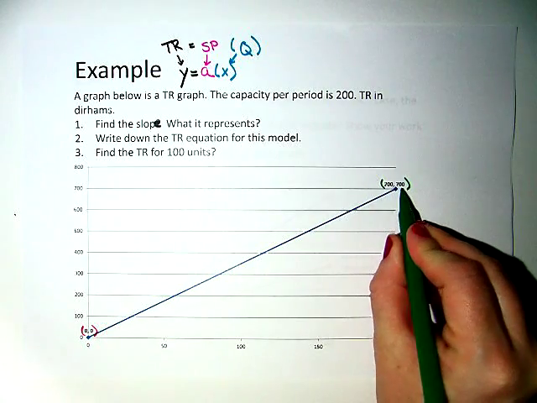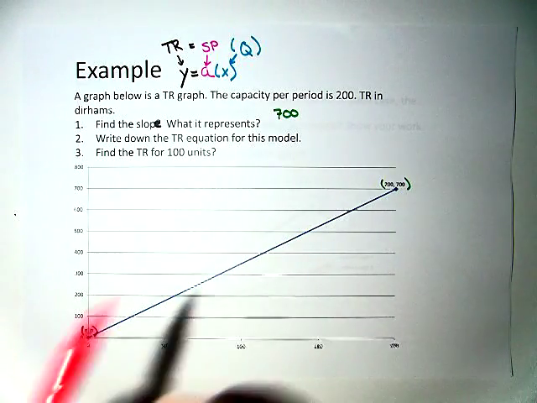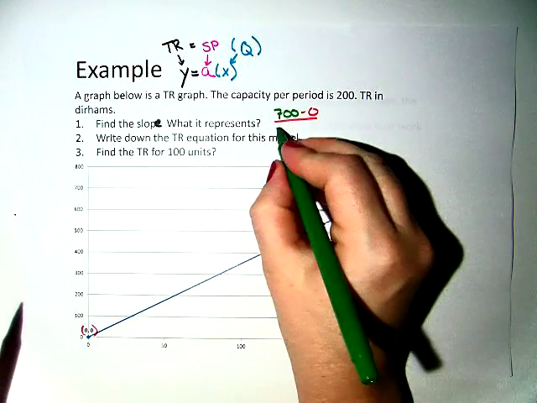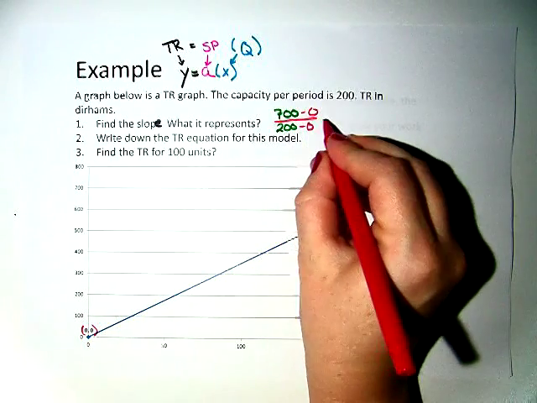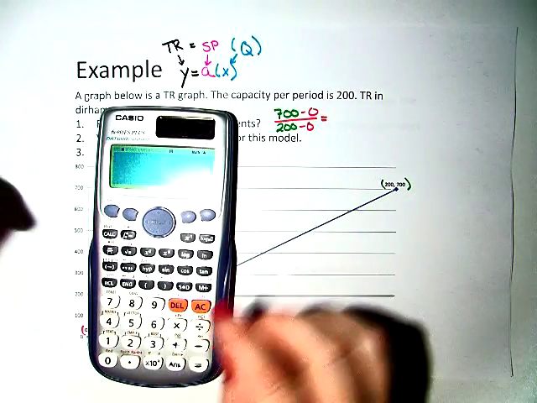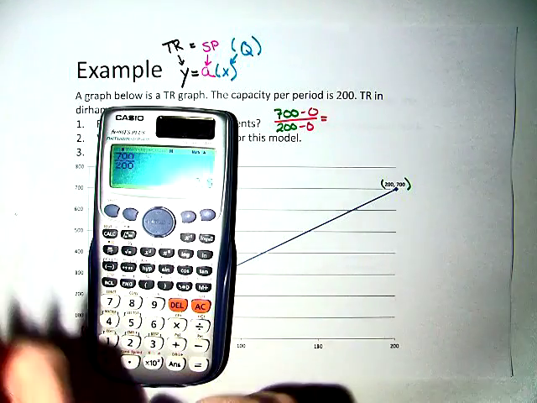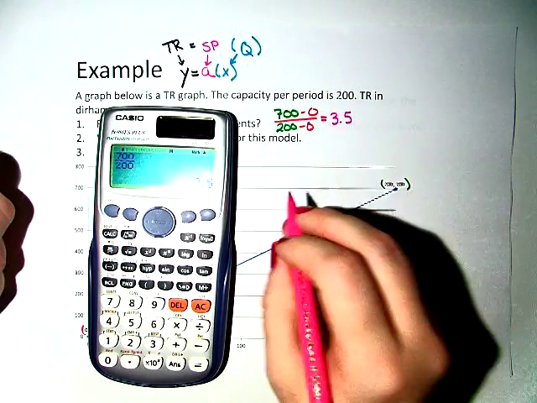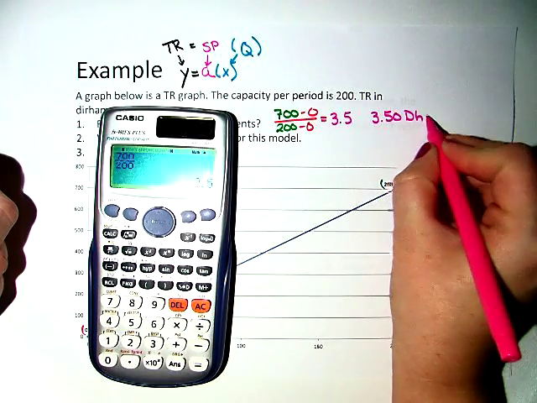y2. So which one is y2? The 700 minus 0 divided by 200 minus 0. So if we get out our calculator and we do 700 over 200 and hit the SD button, that gives us a slope of 3.5. This is actually 3 dirhams and 50 fils.